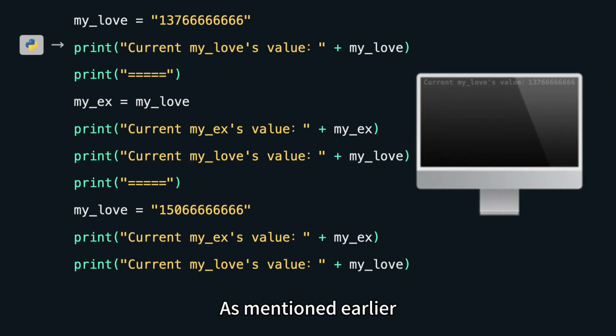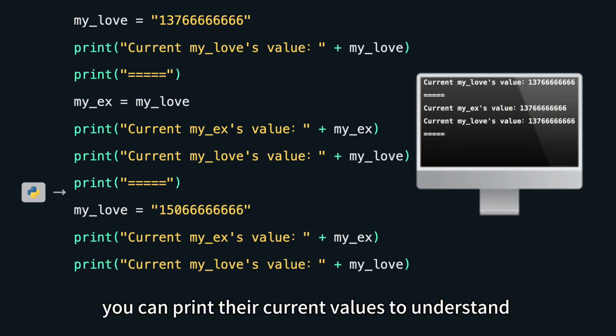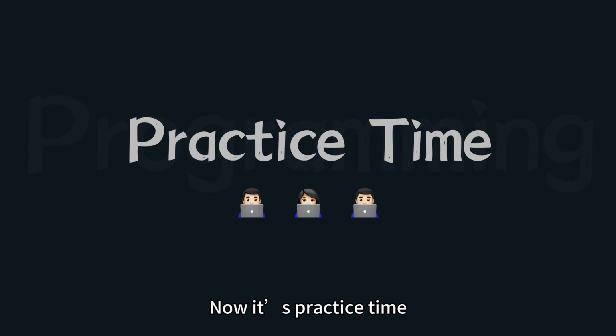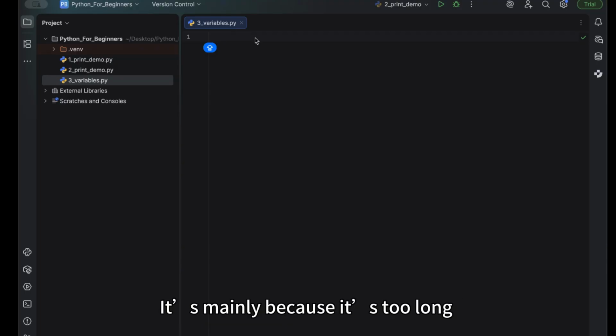As mentioned earlier, print becomes super useful when variables are involved. You can print their current values to understand what the program is doing. Now it's practice time. I won't use a phone number as an example here. It's mainly because it's too long and I don't feel like typing it.